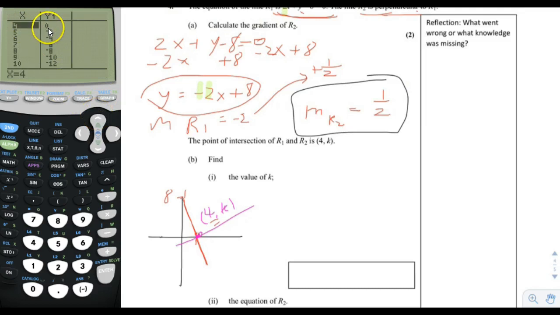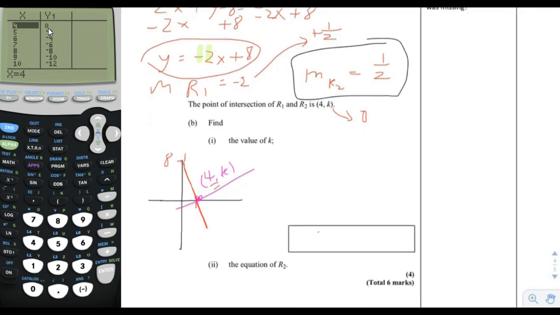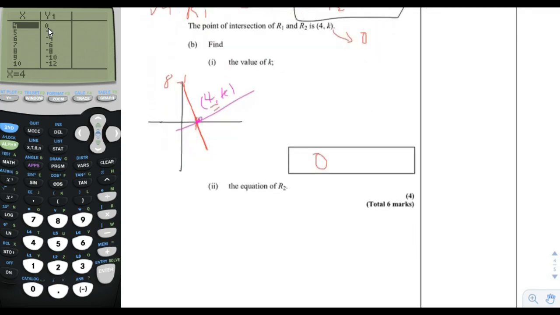What does y equal? It equals 0. So that's two ways to find out what k is when x equals 4 and y is 0. Okay, so the value of k is 0. All right, so actually my drawing happened to be right, but there's no way of knowing that it would have been like that. It was just a guess.